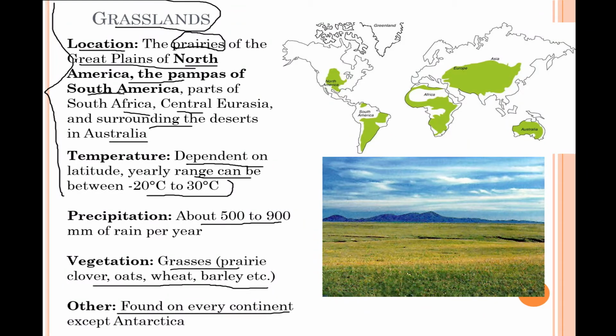These prairie regions or grasslands are found in every sort of country, because they give rise to important cereals such as oats, wheat, and barley, which are a staple diet for most of the people living in India or the subcontinent region in Asia. That's why the grassland regions are very common everywhere except in Antarctica, where the temperature goes very low, so these sorts of grasses and vegetation cannot grow.